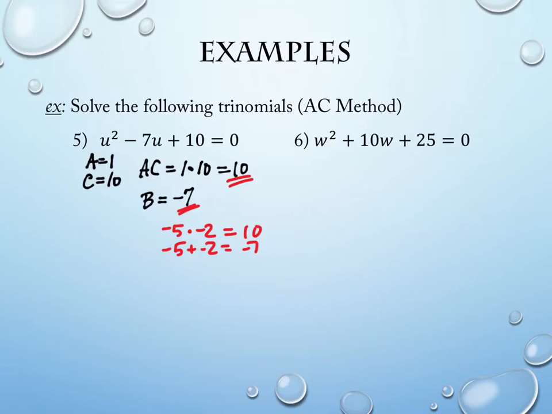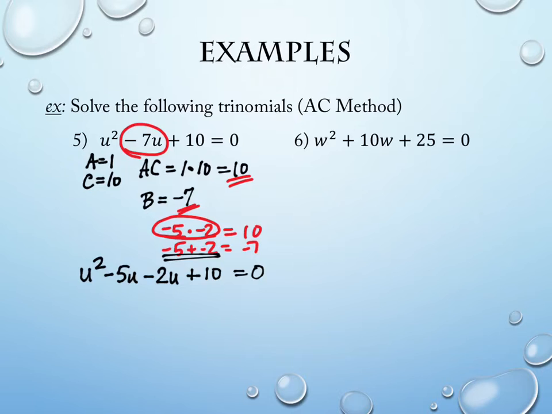Okay, so here's what we're going to do then. We're going to take this number in the middle, -7u, and we're going to break it apart using the numbers -5 and -2. So I'm going to take that u squared first and rewrite it. And I'm going to use these numbers instead with the u attached. It doesn't matter what order. You can write -5u, -2u, or you can write -2u, -5u. It doesn't make any difference. And then I have my plus 10 at the end.